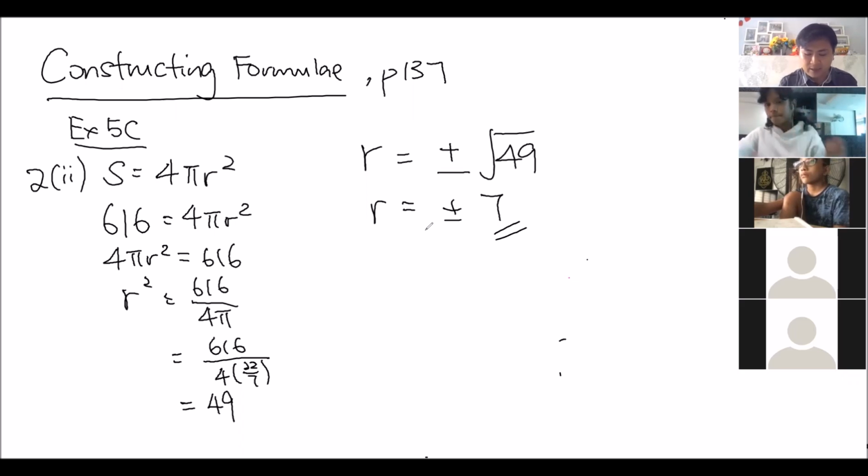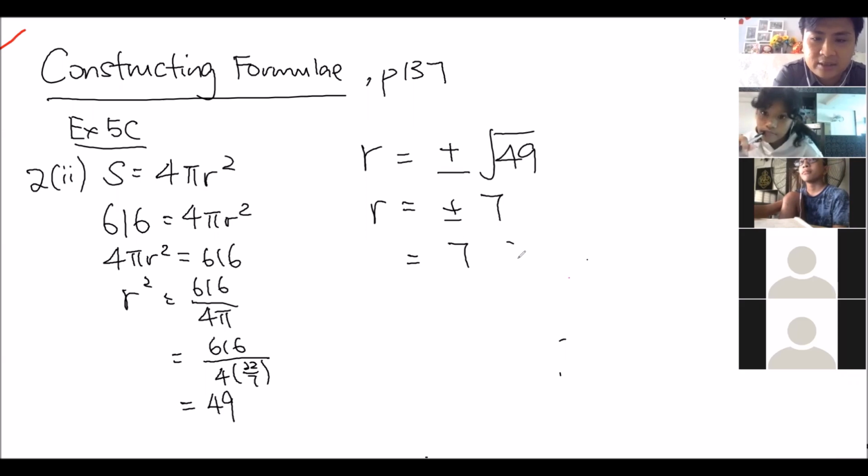Okay, but for part 2, what do you notice? Part 2, they ask for the positive value. Okay, sorry, I didn't read the question fully. So part 2, they only ask for the positive answer. So we need to reject the negative answer. So finally, you will get 7, then you reject negative.